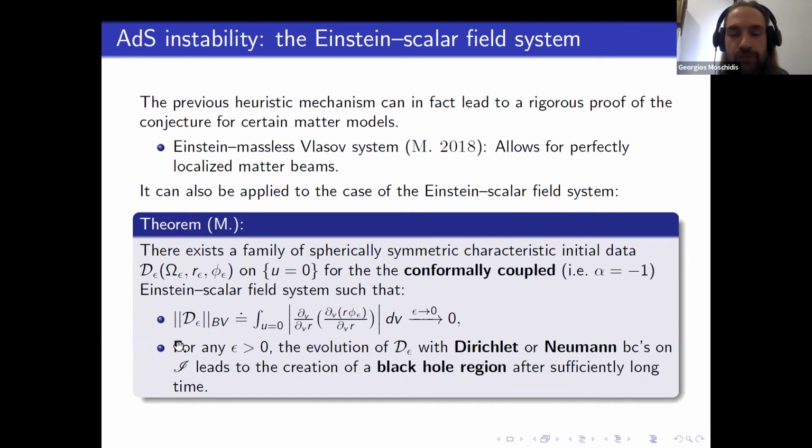And the BV norm that I wrote down here, this is simply, so here I've set up the initial data in terms of characteristic initial data. So I prescribe initial data on the cone U equals 0 initially.